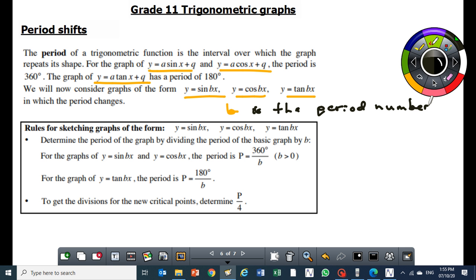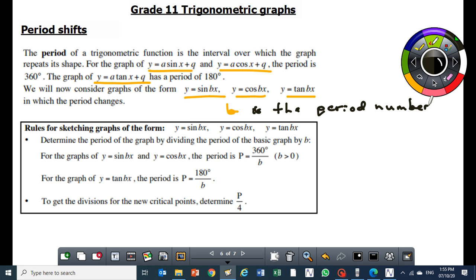For tan, you actually have 2 curves within 0 to 360. Okay? Now, it's going to change, depending on the b. The b is called the period number.